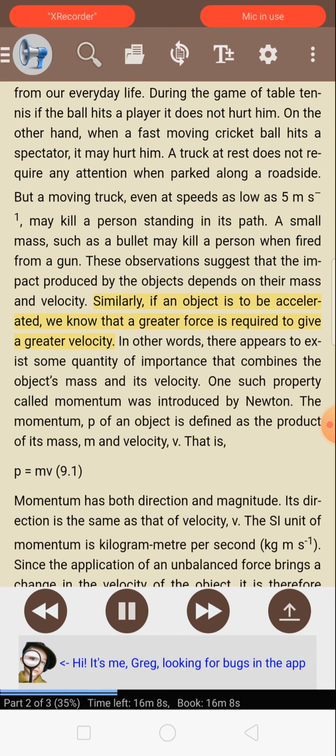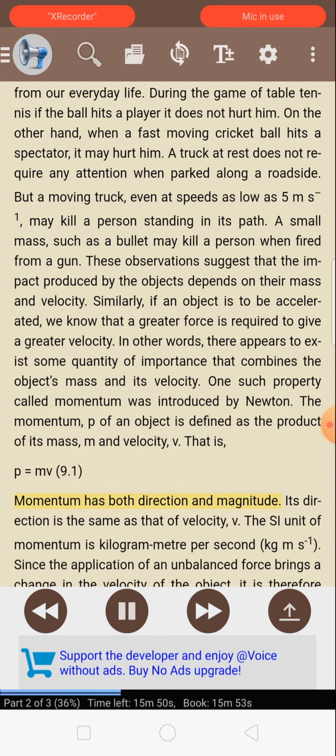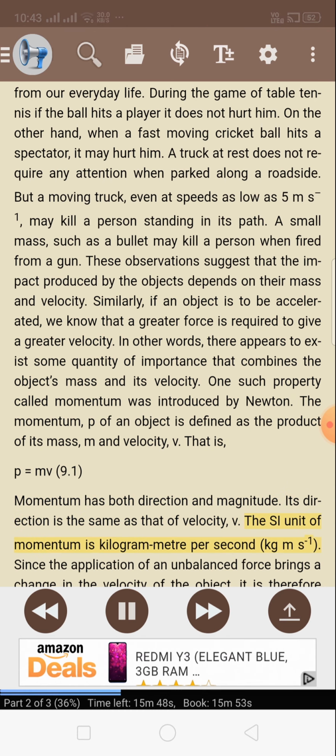Similarly, if an object is to be accelerated, we know that a greater force is required to give a greater velocity. In other words, there appears to exist some quantity of importance that combines the object's mass and its velocity. One such property called momentum was introduced by Newton. The momentum, p, of an object is defined as the product of its mass, m, and velocity, v. That is, p equals mv (9.1). Momentum has both direction and magnitude. Its direction is the same as that of velocity, v. The SI unit of momentum is kilogram meter per second, kg m/s.